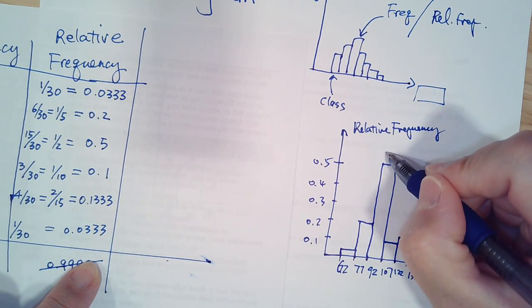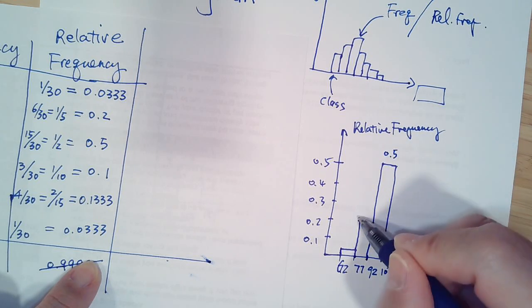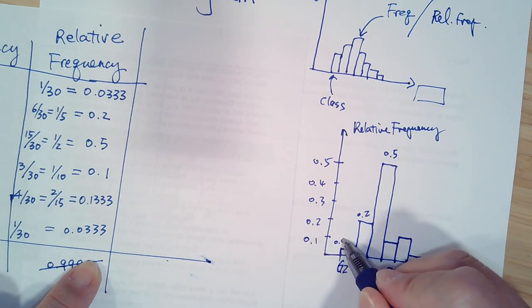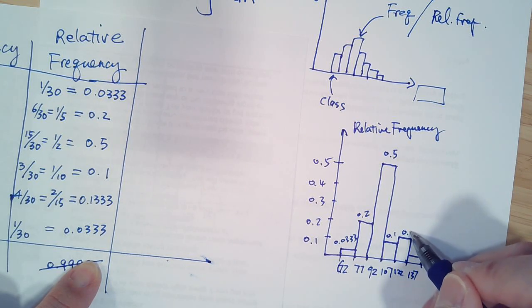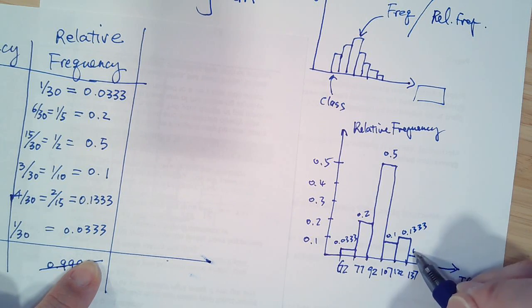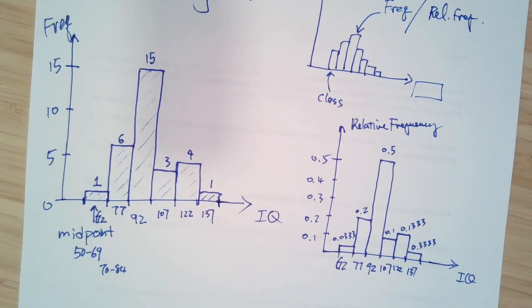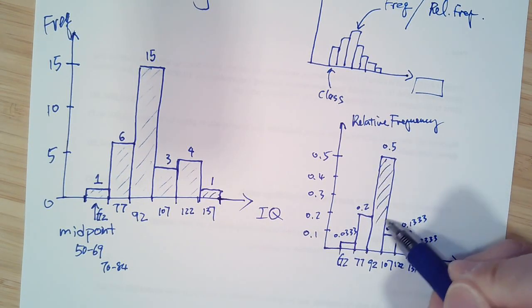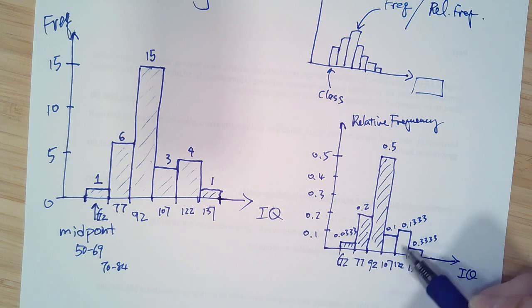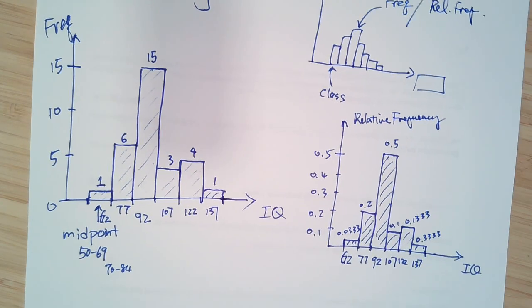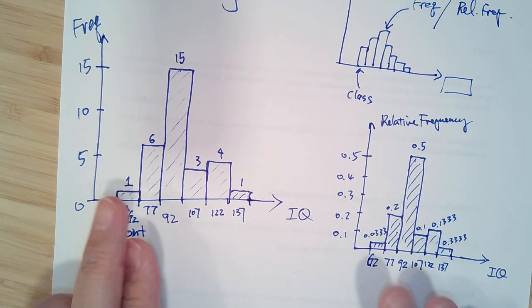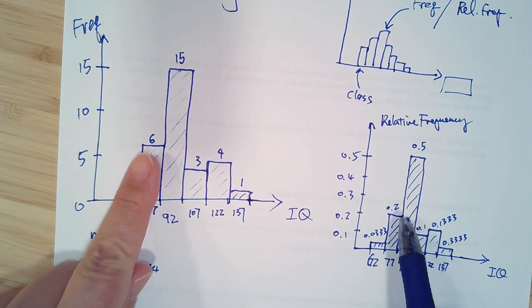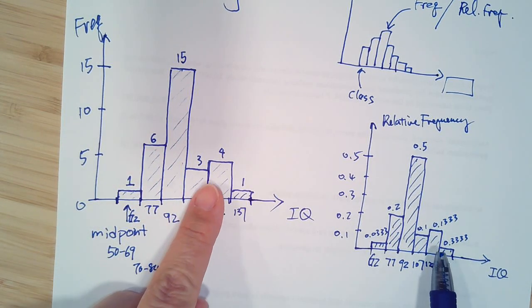And of course, if you like, you can write here 0.5, 0.2, 0.0333, and here's 0.1, 0.1333, and here's 0.3333. By doing this, you finished your relative frequency histogram. Okay, so that's what you should know. However, if you look at this, do you see that they have the same pattern? It goes from low and higher to the maximum, goes down and up a little bit, and then down again.